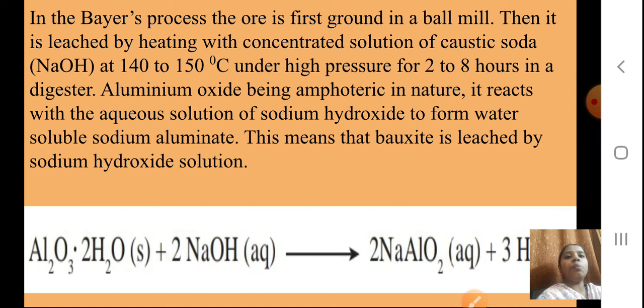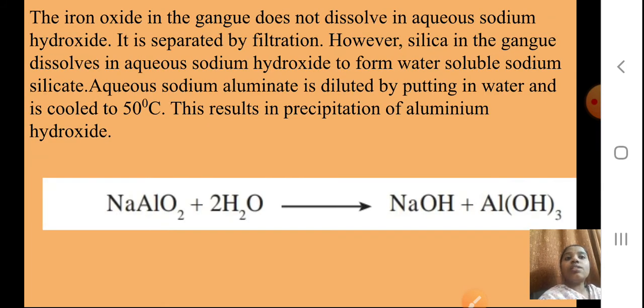Now, the iron oxide in the gangue does not dissolve in aqueous sodium hydroxide. You know iron oxide is also there. It is separated by filtration, so we have to do another process, that is filtration. However, silica in the gangue dissolves in aqueous sodium hydroxide to form water soluble sodium silicate.